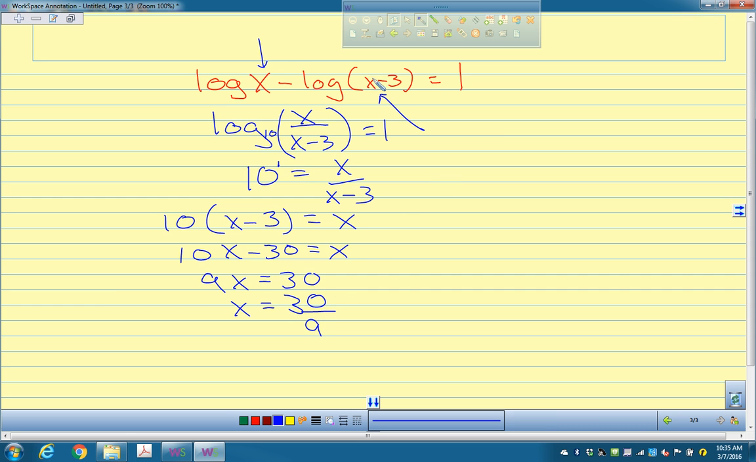So if this were 3, you can't even take the log of 0, right? Because there's no number that I could raise 10 to give you a number that's equal to 0, right? So 30 over 9 works, so you're good. Huh? Last one already, Sarah.